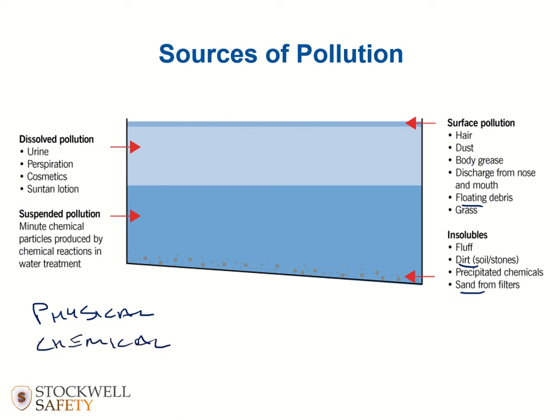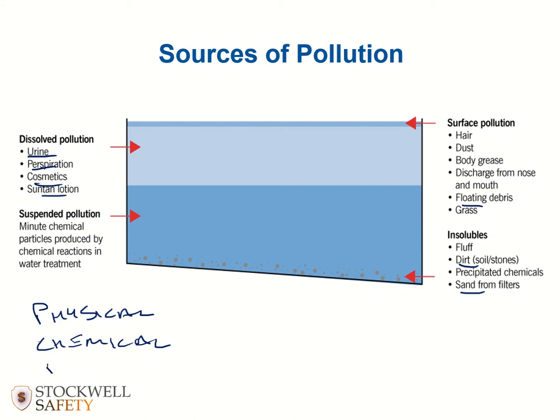Another category of pollution is chemical pollution. So this is anything that's a chemical that gets dissolved or suspended in the water. Things like urine and perspiration, i.e. sweat, cosmetics, suntan lotion. This would all be examples of chemical pollution.